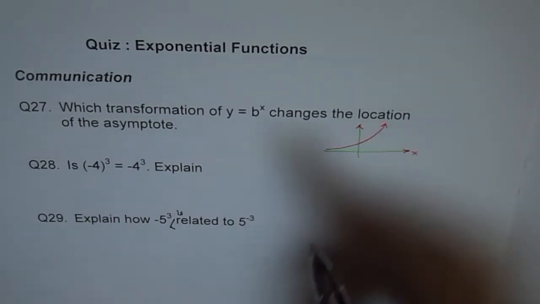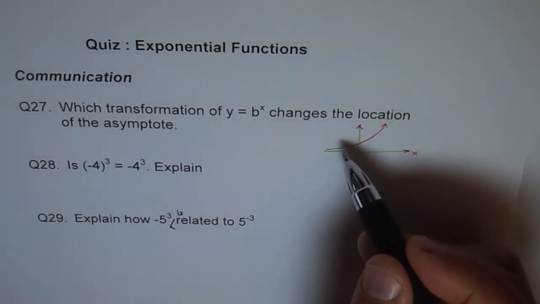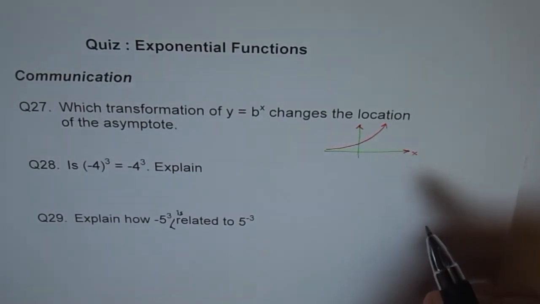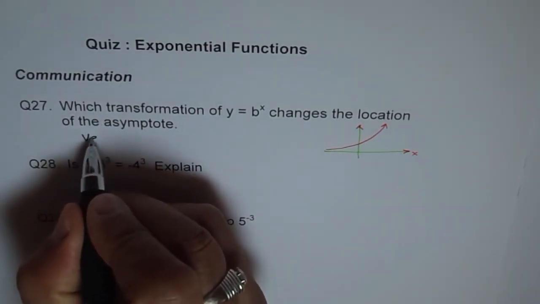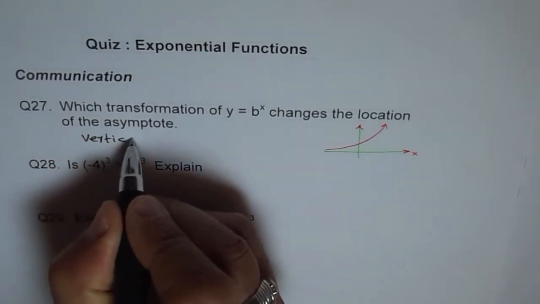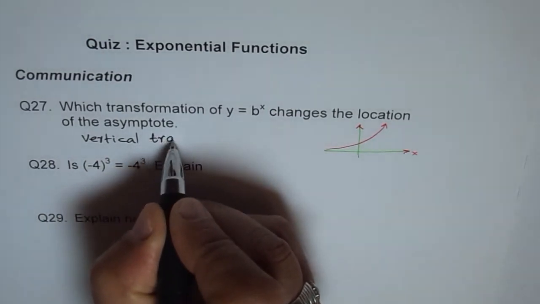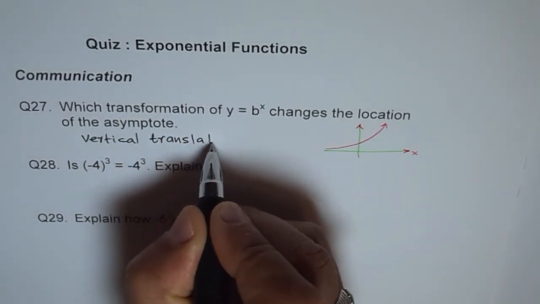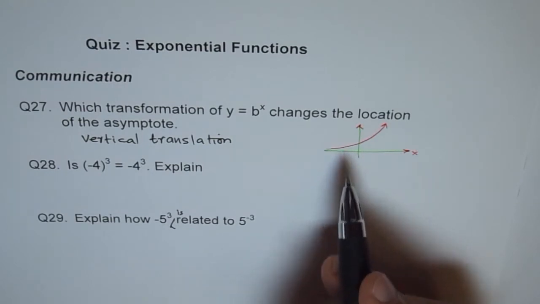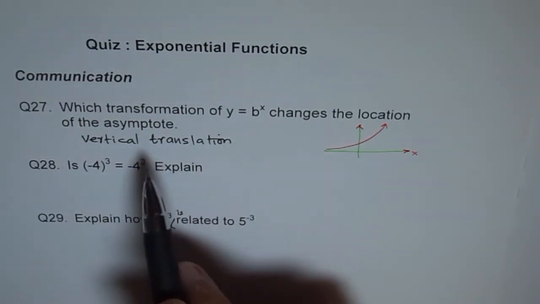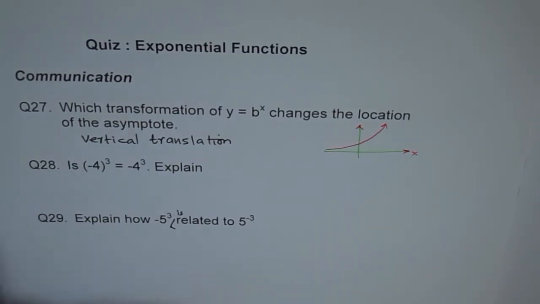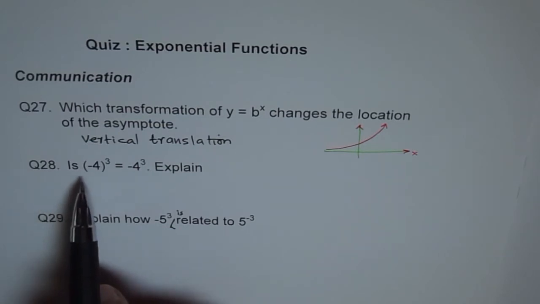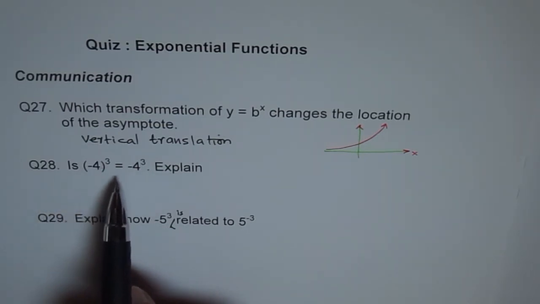So the transformation which moves it up and down will change the location of the asymptote, right? So it is vertical translation, which is going to affect the location of our asymptote. We have only one asymptote here, and that is the horizontal asymptote. Correct.